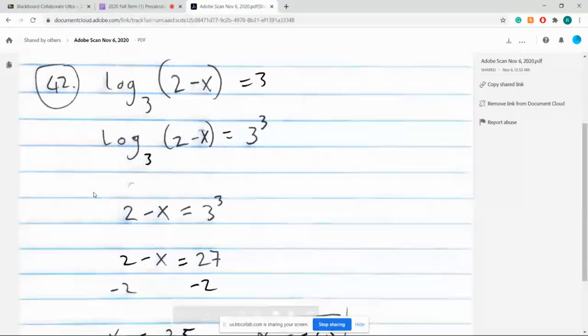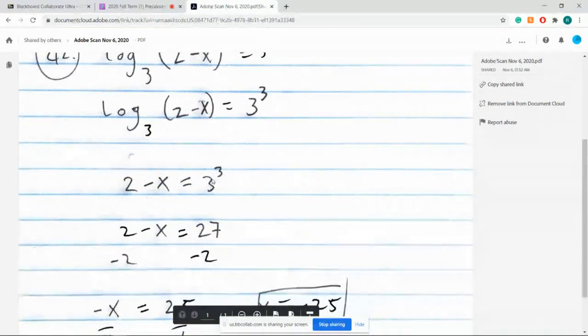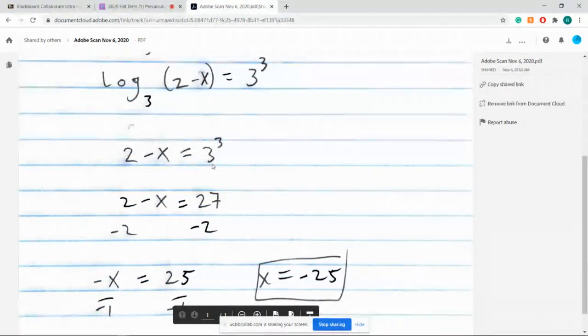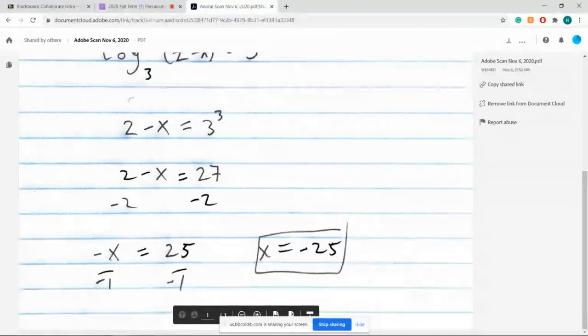Okay, so hopefully I did it correctly this time. I changed the base to 3 because it's log base 3, so I did it on both sides. Then I kept it as log base 3 to the third after I removed the log. After that, I put 27 because 3 to the third is 27. So minus 2 on both sides, and then it's negative x equals 25, and then divided by negative 1. And x equals negative 25.